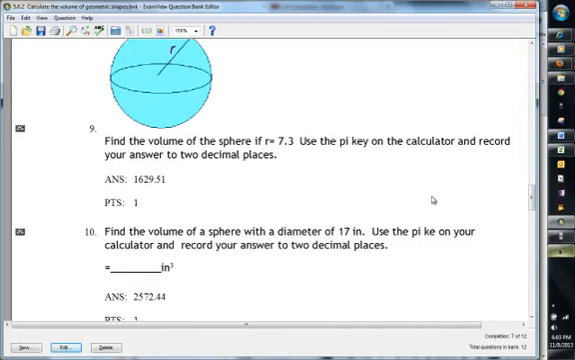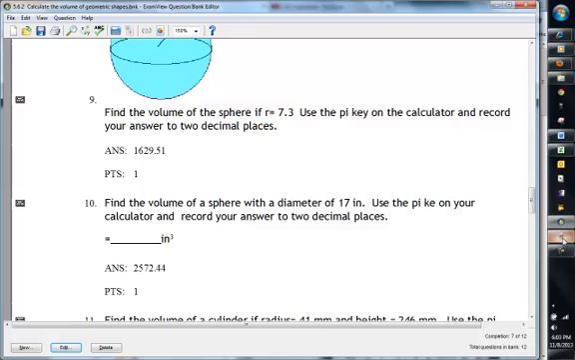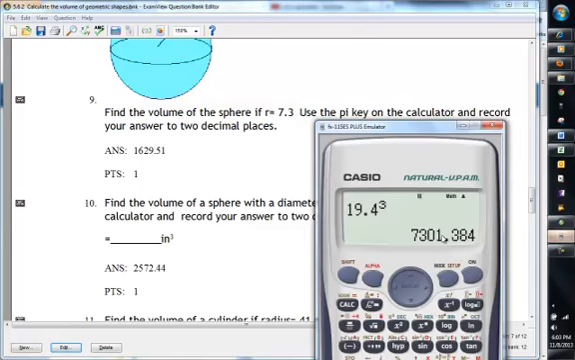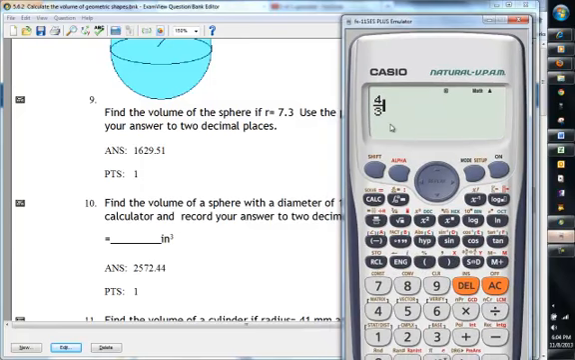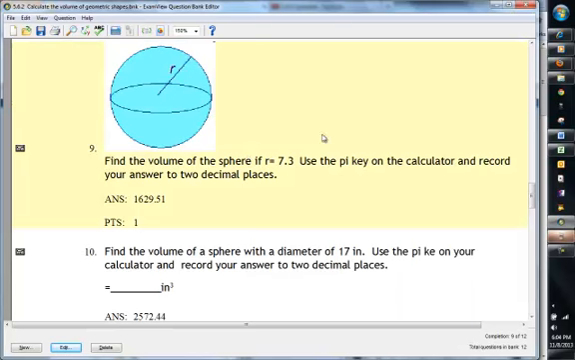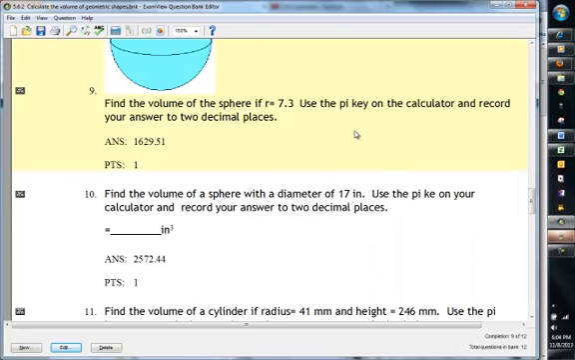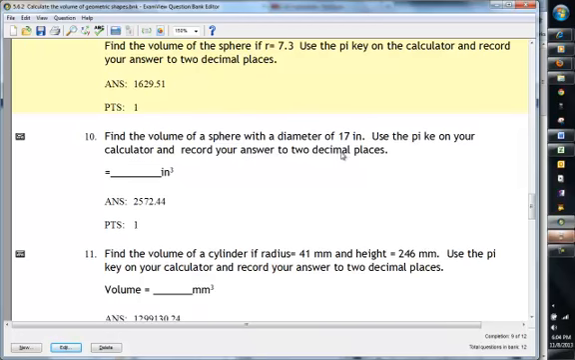Volume of a sphere. For the volume of the sphere, you use the formula that says it's 4/3 times pi times radius, which in this case is 7.3 to the third, and you get 1629.51.